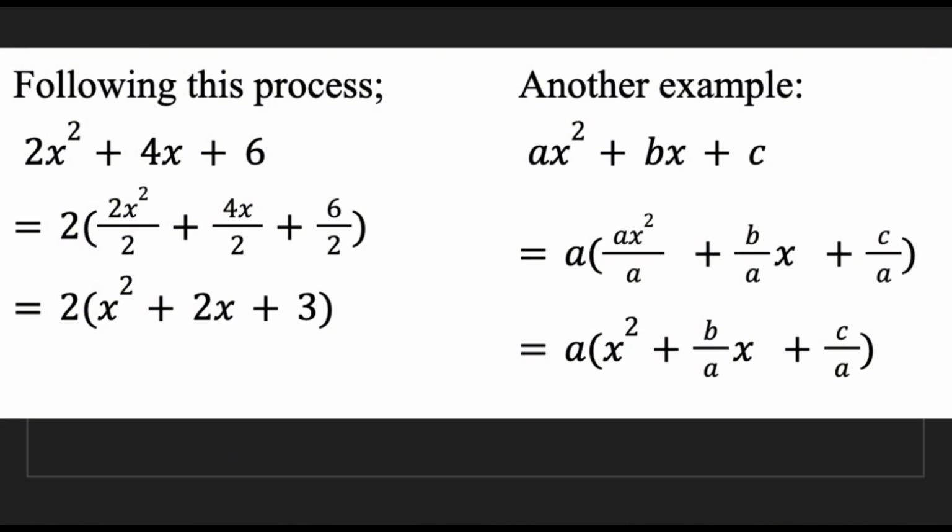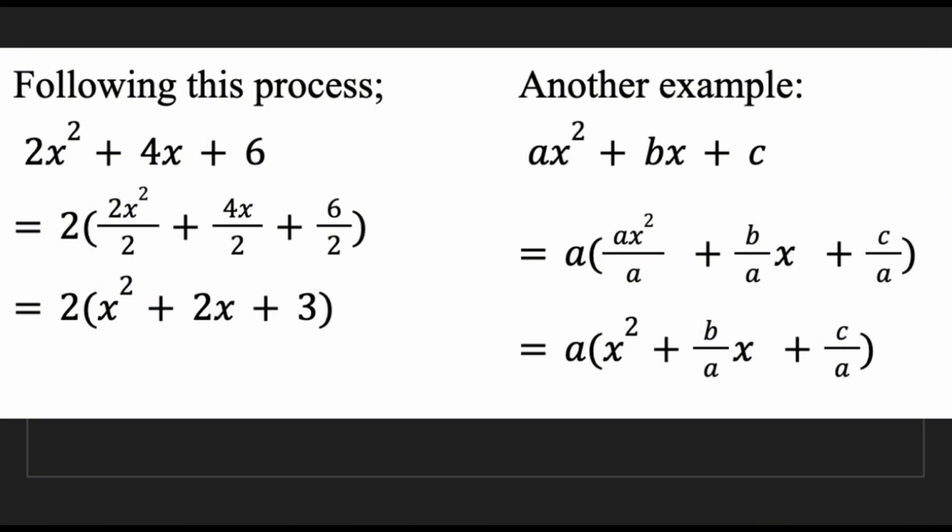So 2x squared divided by 2 is just x squared. 4x over 2 is 2x. 6 divided by 2 is 3. And this approach actually allows you to factor out any factor on the right-hand side. Looking at this example, you can factor out the first coefficient, a.